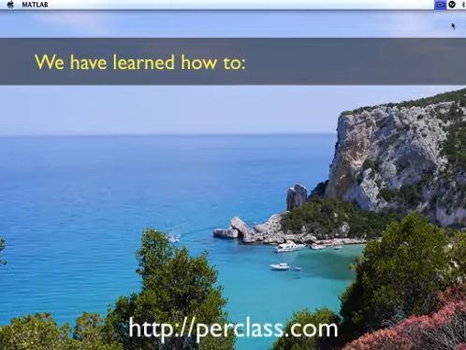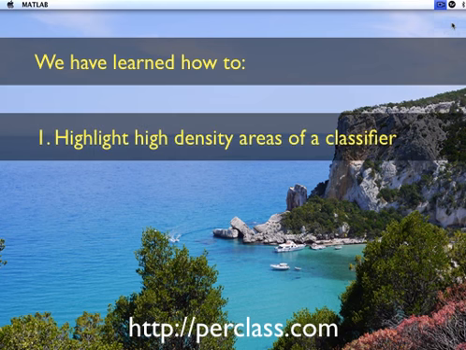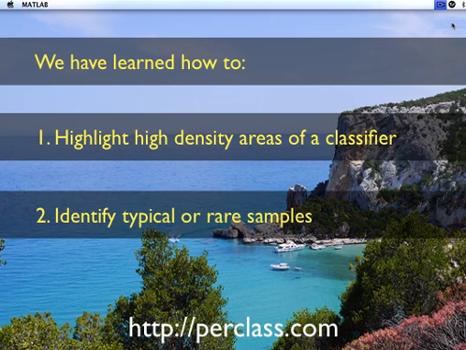Summarizing, we have learned how to highlight high-density areas for our classifier, and in this way identify if a sample is a typical or a more rare example of its class.